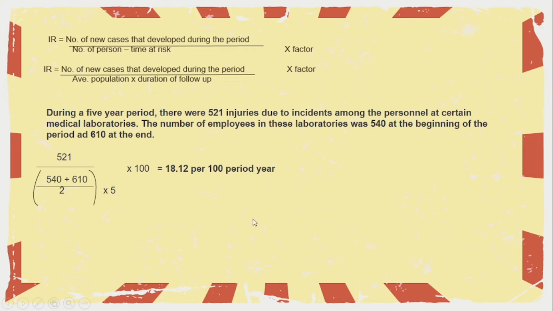Another way of getting your incidence rate is ito naman, yung number of new cases that develop during the period divided by the average population times the duration of follow-up. Kasi hindi naman lahat ng incidence rate same ng pagkakakonstruct ng problem. What if bigyan ka ng ganitong type of problem? During a 5-year period, there were 521 injuries due to incidents among the personnel at certain medical laboratories. The number of employees in these laboratories was 540 at the beginning of the period and 610 at the end.